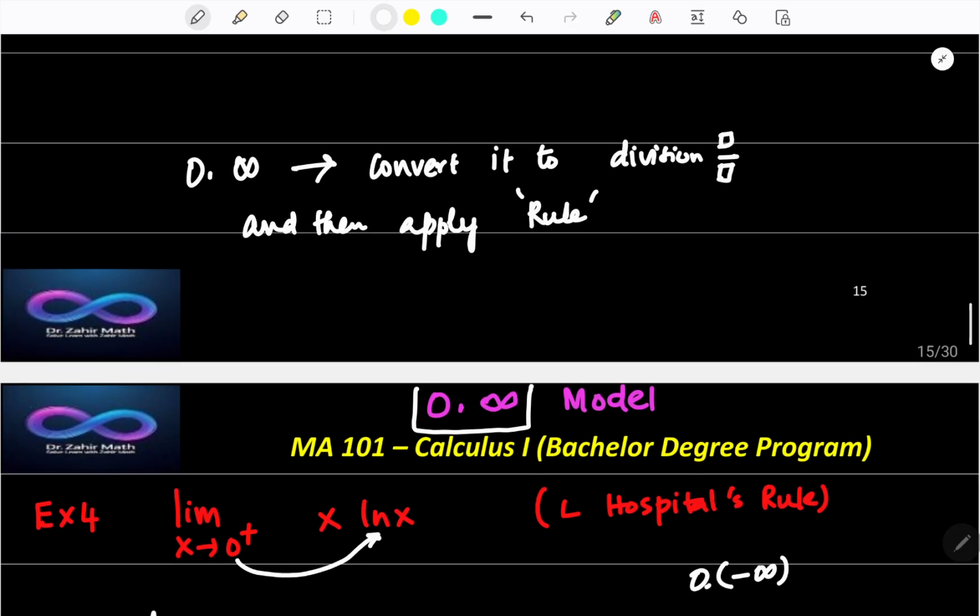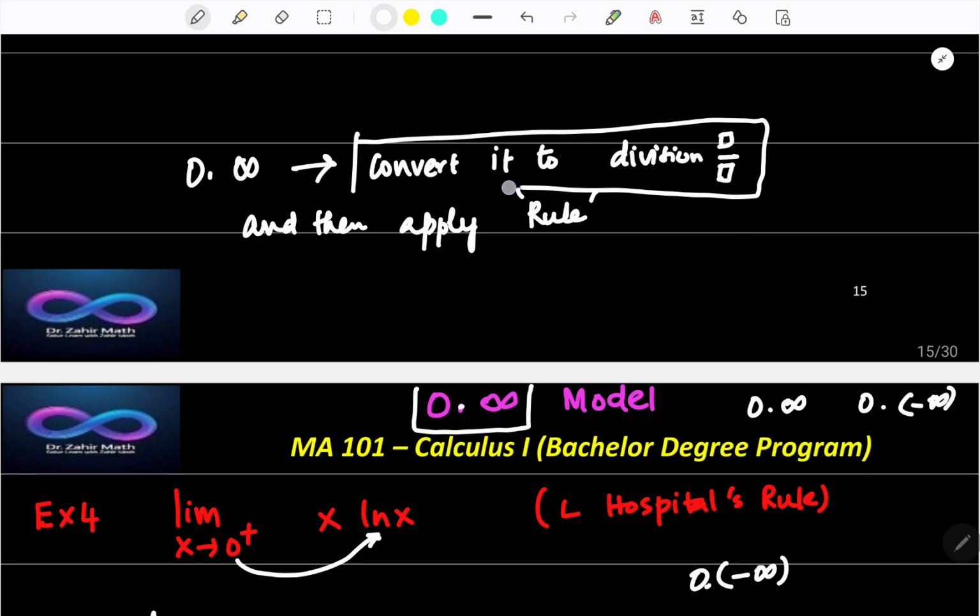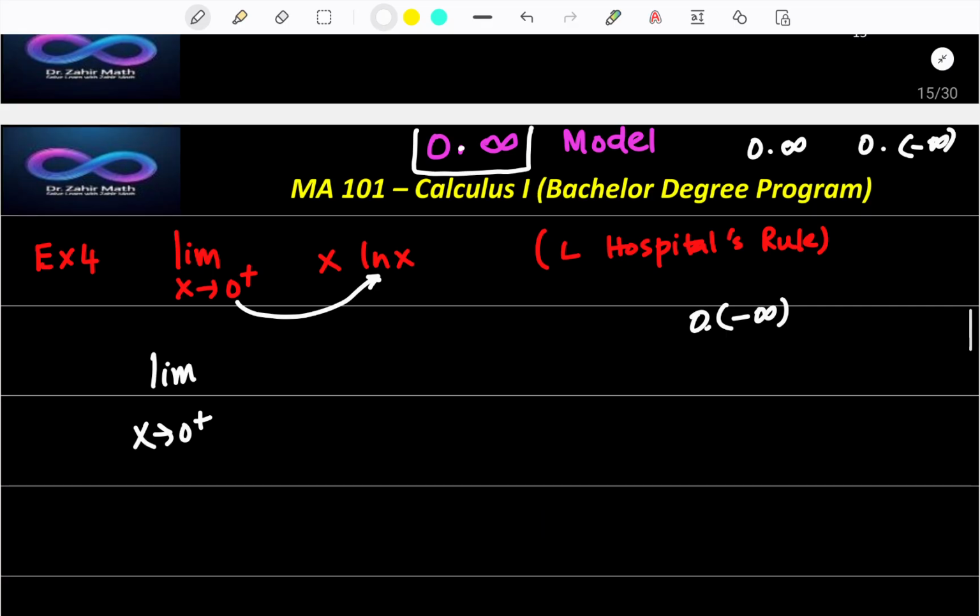Listen everybody. 0 dot infinity. If you get 0 dot infinity, that means this situation: 0 multiply infinity or 0 multiply minus infinity. If you get a situation like this, convert into division format. Again, I'm telling, convert into division format. So once you get a division format, then apply the rule. So now we are going to do this problem.